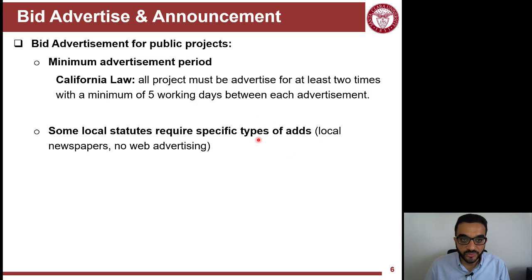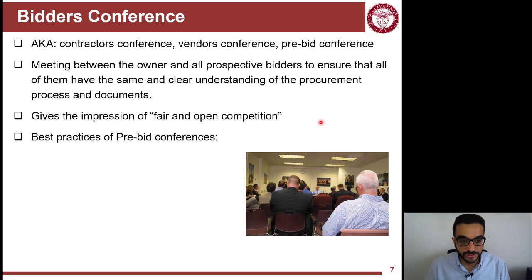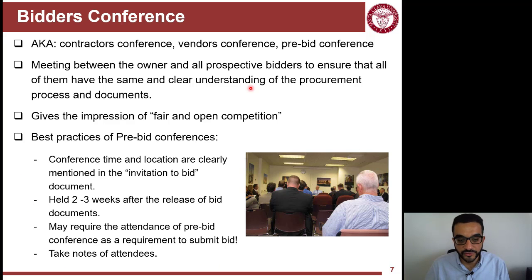And also some require specific types of ads like local newspapers, or whether online advertisement is allowed or not. And part of the advertisement is setting the date for the pre-bid conference, where the owner will be available with the engineer and architect who prepared the bid package to answer any questions. You will openly answer any questions, and that's part of the fair and open competition. And these are some practices here to be able to get the most out of this pre-bid conference.